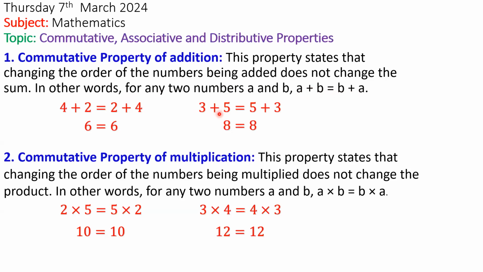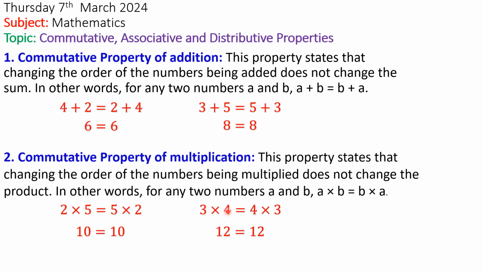What is 3 plus 5? 8. How about 5 plus 3? It's still 8. So even though we switch them, it's still 8, right? Yes, sir. So that's what the commutative property states, that it doesn't matter the order that you add them, it's still the same thing.